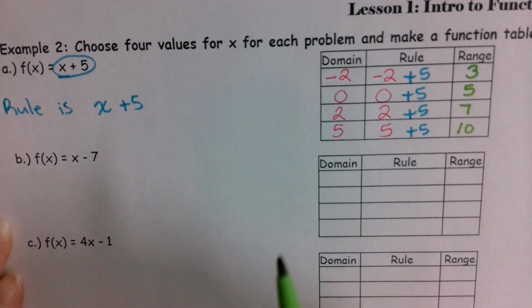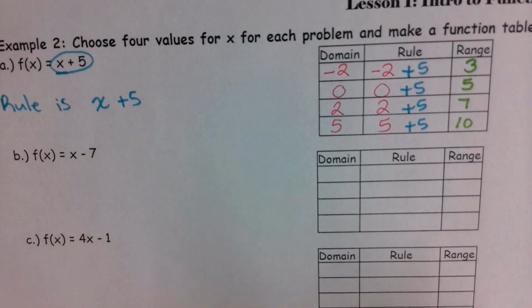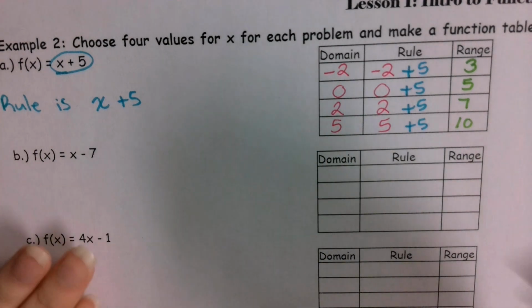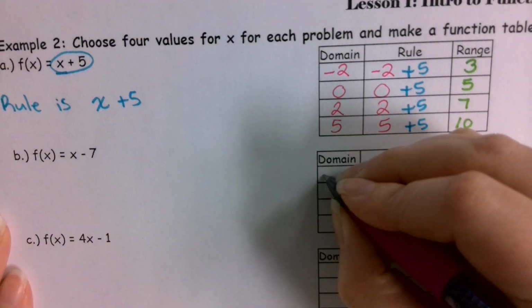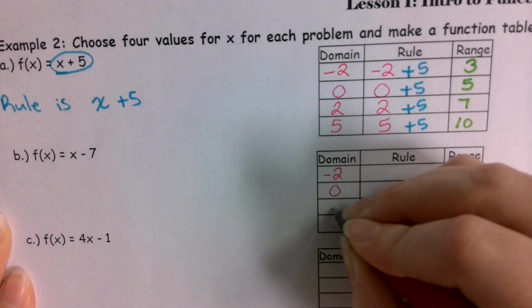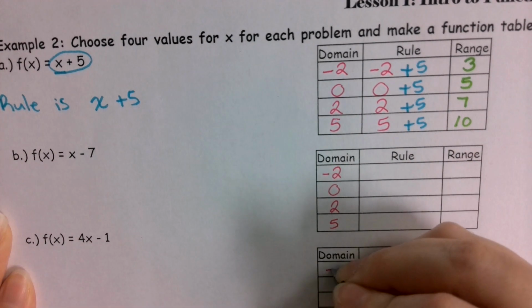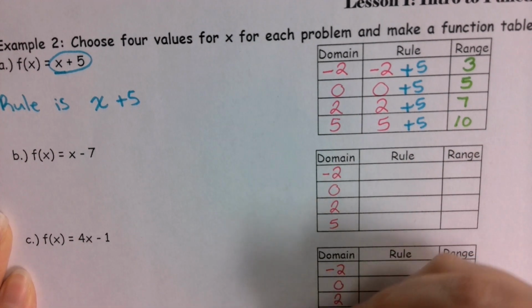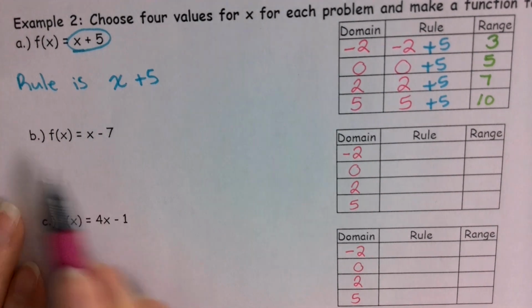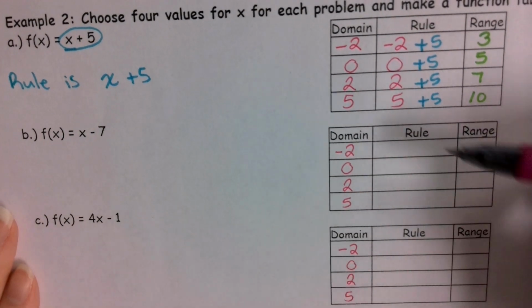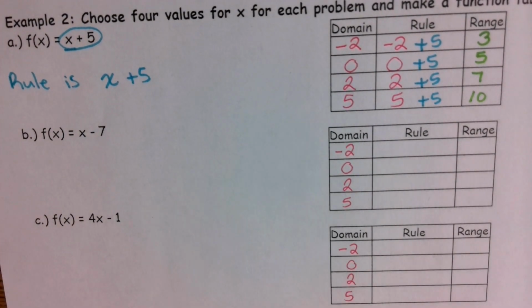Okay, so I want you to do B and C on your own. Again, I'm going to give you the domain and ranges. We'll just use the same domain that we have here. So -2, 0, 2, and 5 for our domains. You're going to fill out the rule, so identify what the rule is, fill out the rule's pattern, and then what are the range values for each table.